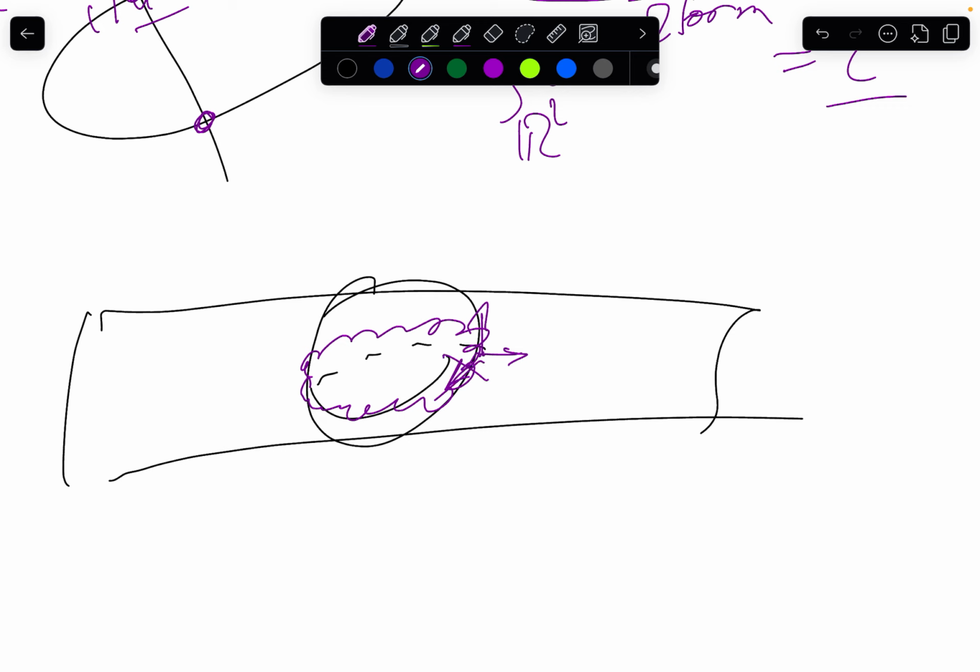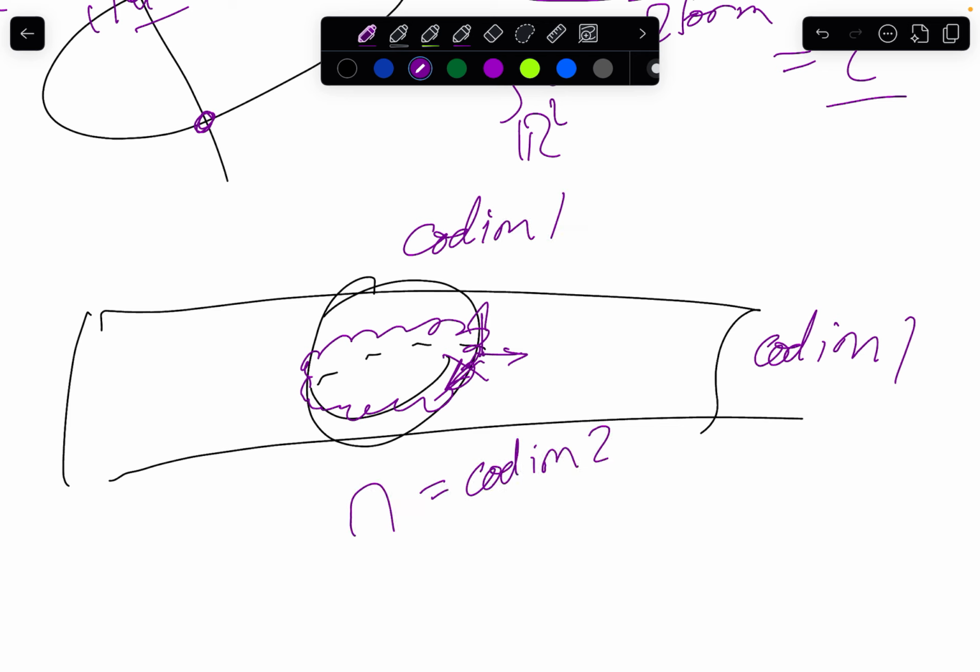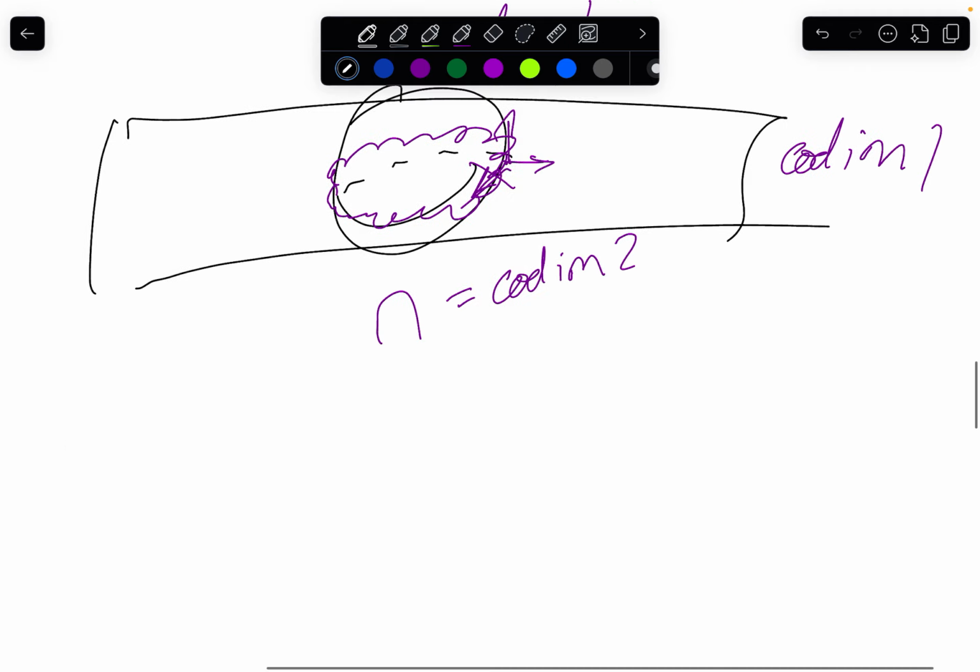And so again, you see this is codimension 1. This is also codimension 1. So the intersection is going to be codimension 2. And this is nice because in the intersection of two things, the codimensions add up, and that corresponds to taking the product of these classes, which have codimension. So maybe we can discuss why.